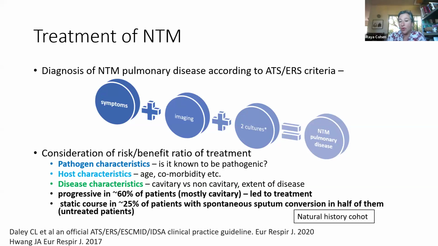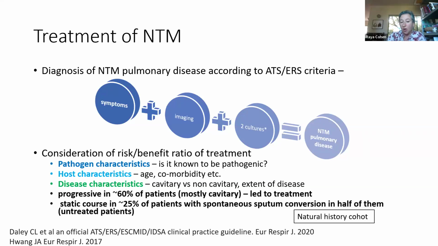And even if we have all of those criteria and we did diagnose NTM pulmonary disease, we don't always treat the patient. We have to consider what is our risk-benefit ratio for this specific patient. So we have to think of a few parameters when we decide what's larger, the risk or the benefit, and we have to look at the pathogen itself and see if it's a known pathogenic mycobacteria. Also, of course, the host characteristics, the age, comorbidities, etc. And also the disease characteristic, how extensive is it? Is it cavitary or non-cavitary disease?